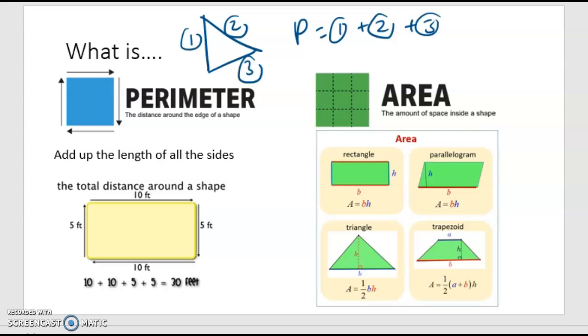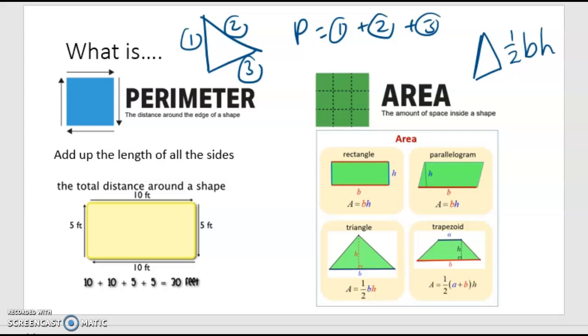All right, and for area, some of your most popular ones are the rectangle and the parallelogram. That's going to be base times height, or length times width is what you may be more familiar with. And then for a triangle, just remember that's going to be 1/2 base times height.